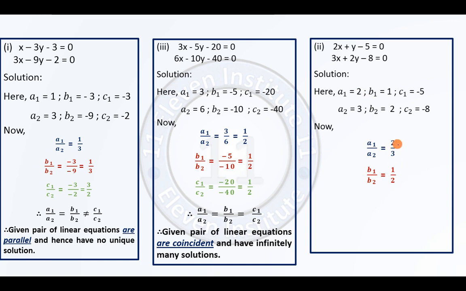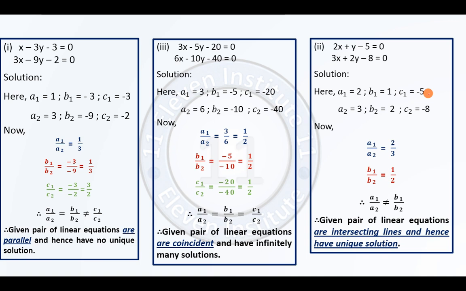Now I can clearly see these both are not equal. If these both are not equal, then there is no point of taking the ratio of c1 upon c2. Right, so we can clearly write a1 upon a2 is not equal to b1 upon b2, and hence I can say that they intersect and they have a unique solution. Now when they have a unique solution, I have to solve it by cross multiplication method.